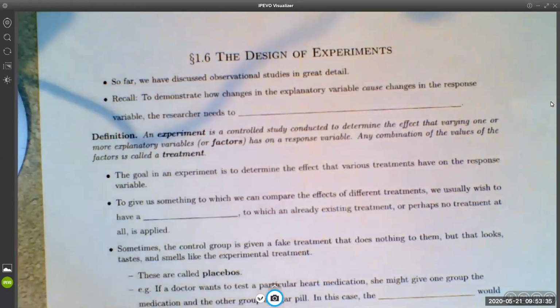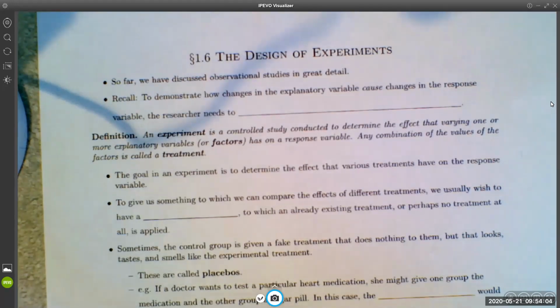All right, so 1.6 is about some things involving designed experiments. What I want to do is just introduce you to some terms that are going to come up throughout the semester, and they're probably things that you've heard in the real world, so it'll be nice for you to know what they mean if you don't already know.